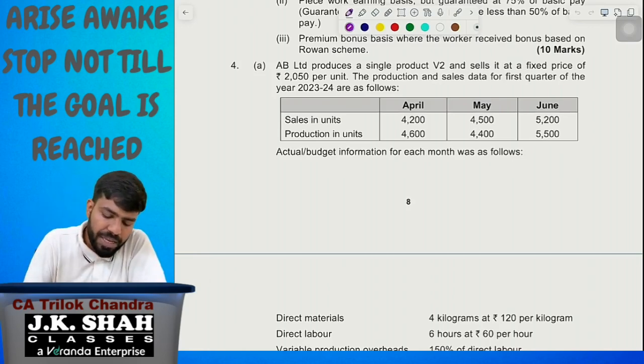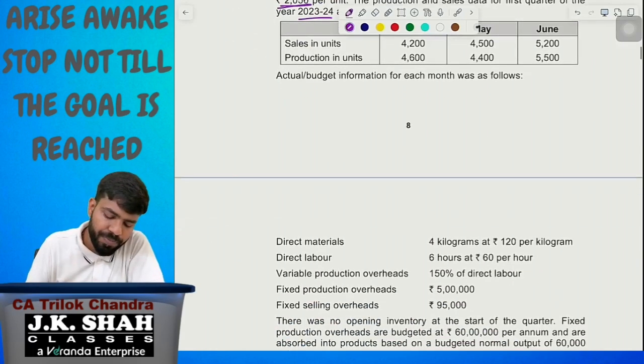Now look at here. AB Limited produces a single product B2 and sells it at a fixed price of 2050. So 2050 is the selling price. The production and sales data for the first quarter of the year 23-24 were as follows. April, sales in units 4,200, production units 4,600, May, June. They have given the sales units and production units.